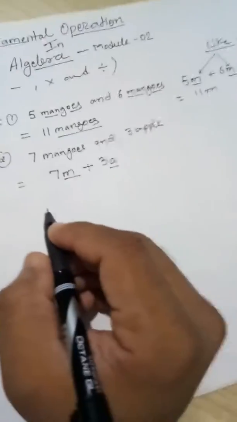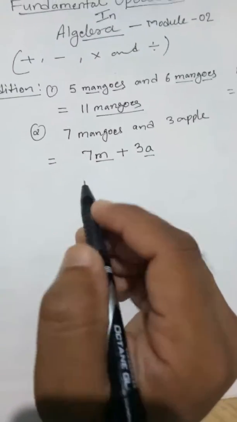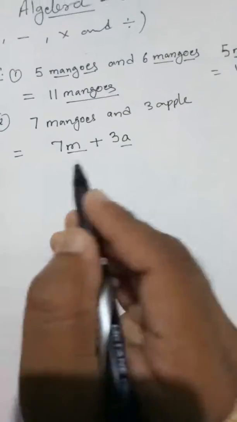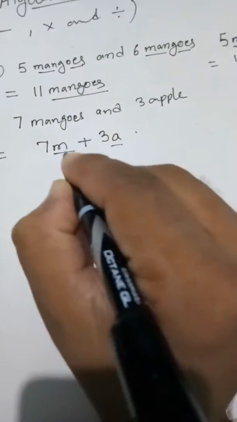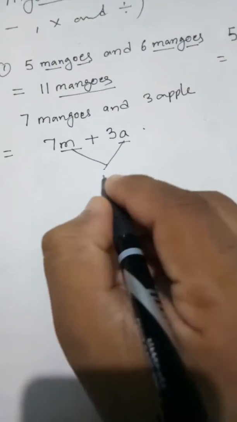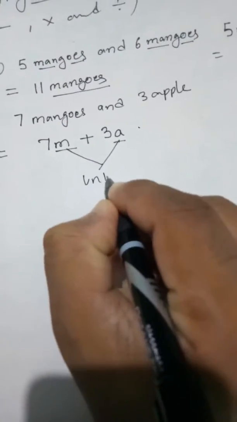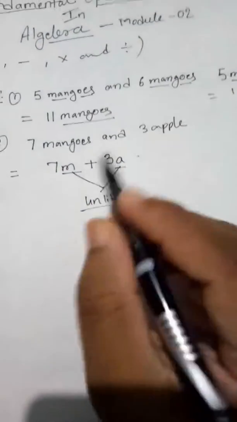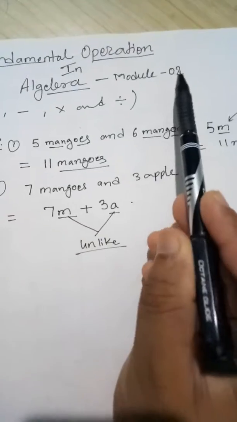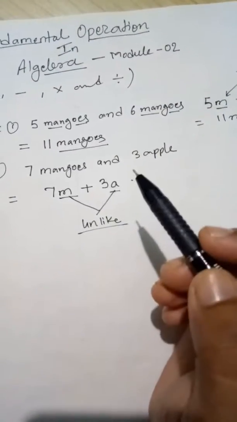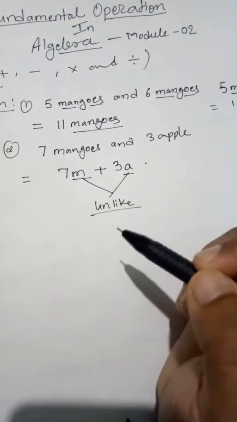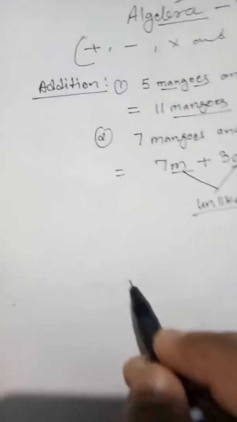So let's move to the next part. I hope you understood what you can add and what you cannot add. These two right now are not like terms, they are called unlike terms. To understand like and unlike, if you have doubts, you can go to my previous Module 1, where we explained the fundamental concepts of algebra, and the link will be given in the description.